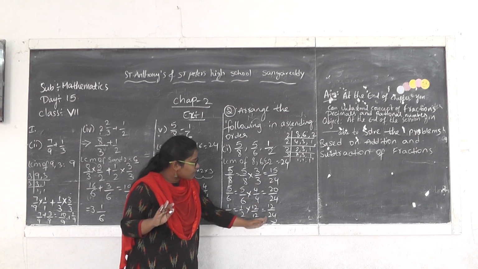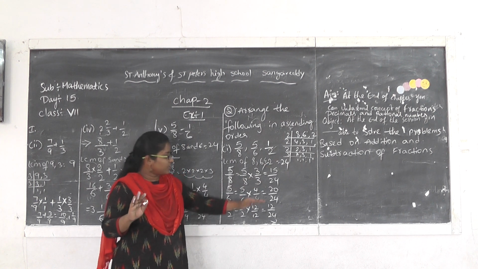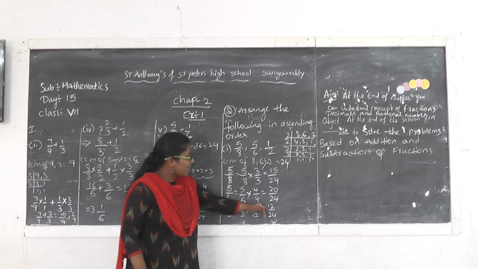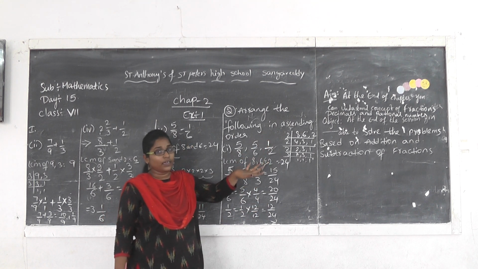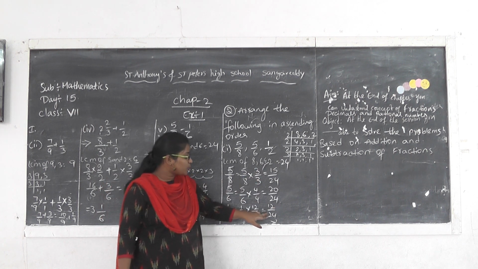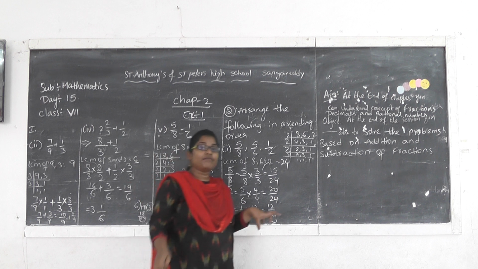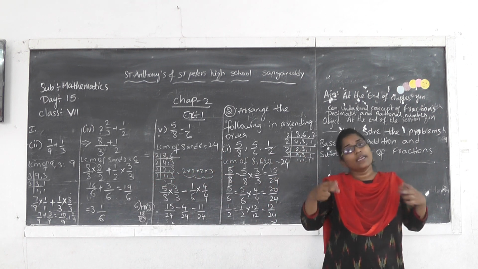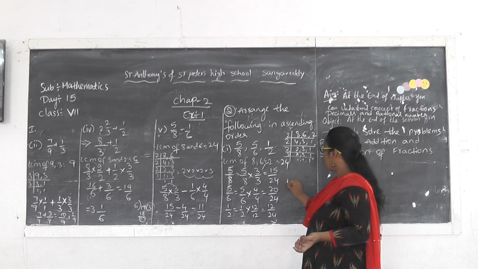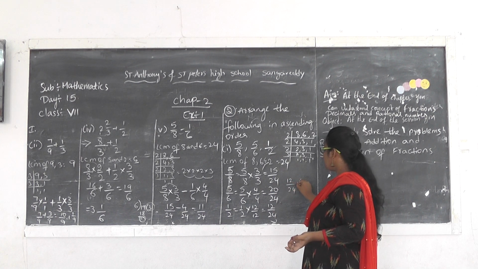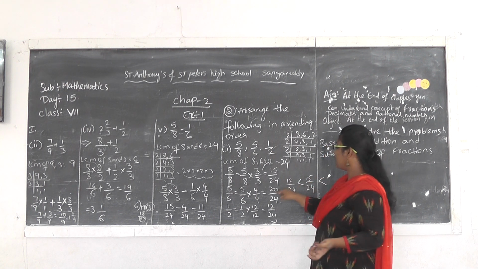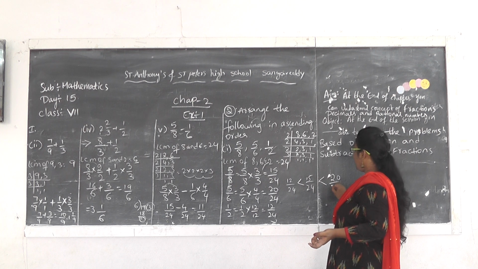If you observe these numbers, all are like fractions. All the denominators are 24. Now compare the numerators: 12, 20, 15. This is ascending order, right? So we have to write from small to big numbers. Which is small? 12 is small. Already I explained in fractions, the fraction with the smaller numerator is the smallest. So 12 by 24 is smaller than 15 by 24, which is smaller than 20 by 24.